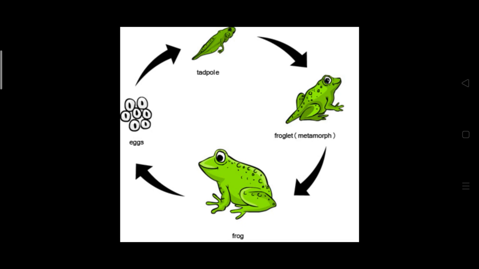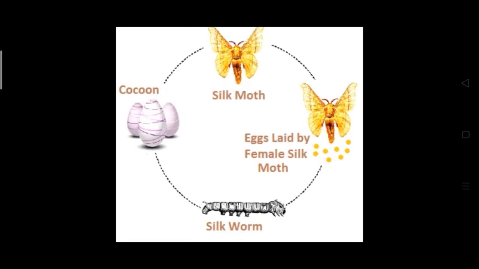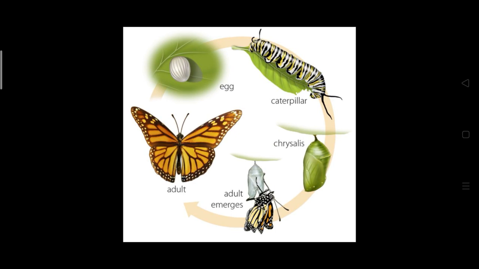You have already learned about the life history of the frog, silk moth and butterfly. There are different stages in this life cycle. This change from larva to adult is called metamorphosis. Look at this larva stage. Caterpillar is the larva stage. When the larva changes into the adult butterfly, there is a drastic change in the body. This process is called metamorphosis.